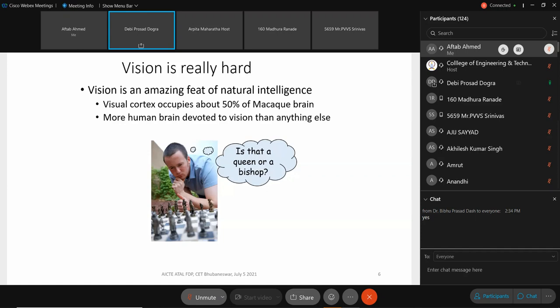How many possible such variations are there to see an object? Infinite possibilities are there. You can see an object from infinite perspectives, changing the position of the camera.